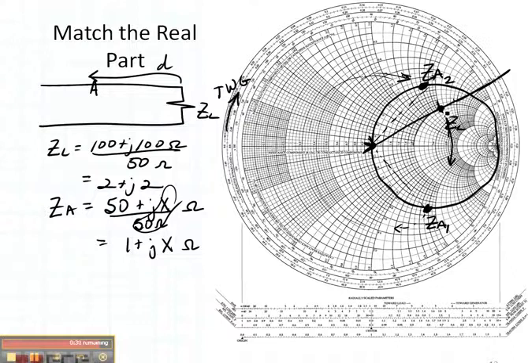So what I'm going to do is rotate ZL until it gets to, let's do ZA1. Draw a straight line out here from the center through ZA1 and read off the value. It's about 0.32. Then this distance d here is going to be equal to 0.32 minus 0.21. So d equals 0.32 minus 0.21 wavelengths.